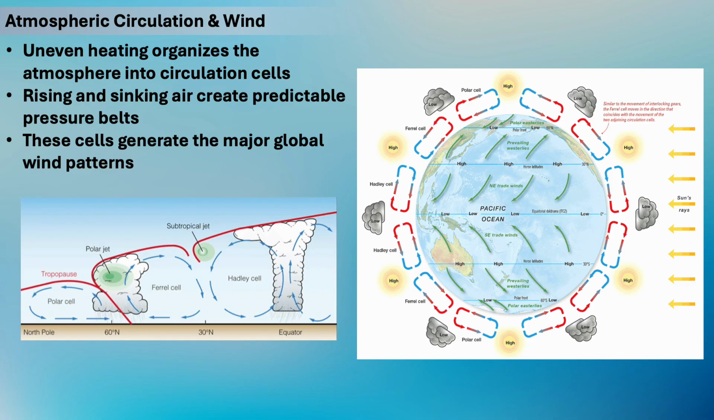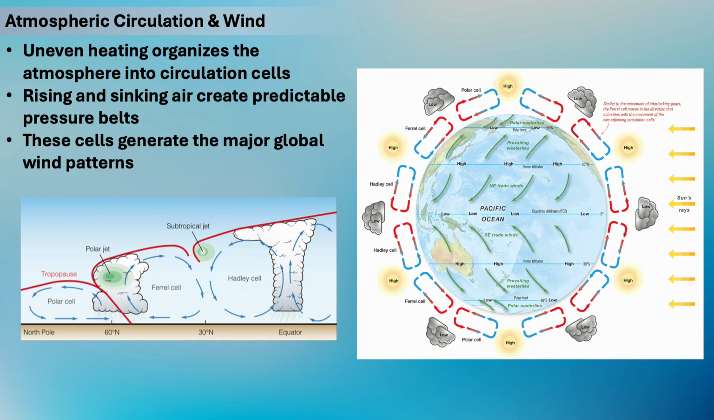What matters most for us is not memorizing the names of these cells, but understanding what they do. Each circulation cell creates predictable regions of rising air and sinking air. Rising air tends to be associated with low surface pressure, while sinking air produces higher surface pressure. These pressure belts are stable over long timescales because the uneven heating that drives them is always present.